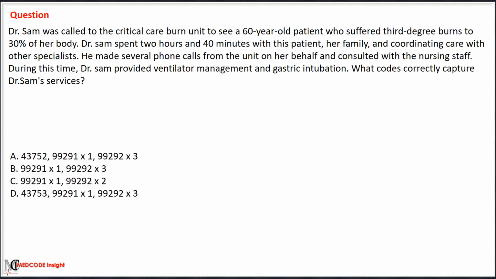Option A with the code 43752, 99291, and 99292 times 3. Option B with the code 99291 and 99292 times 3. Option C with the code 99291 and 99292 times 2. Option D with the code 43753, 99291, and 99292 times 3.